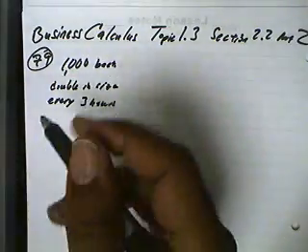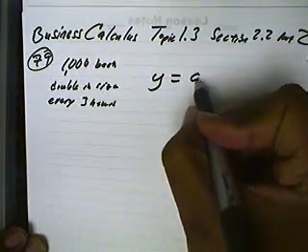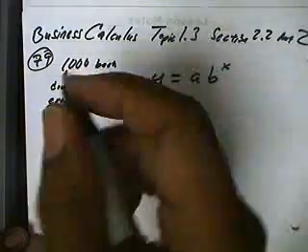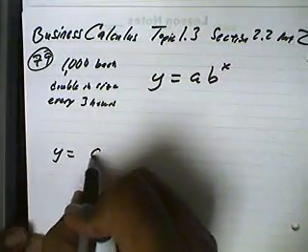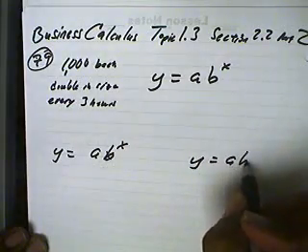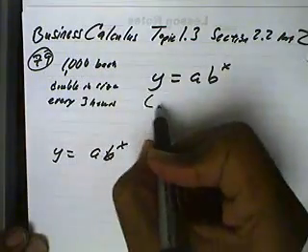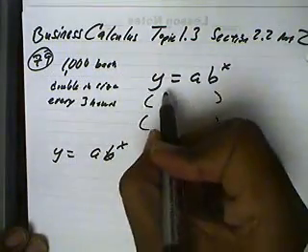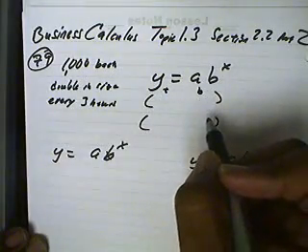Okay, well, we want to create an exponential model from this. Exponential models would be of this form: y equals a b to the x. Now we need points for this. The input will be time, whereas the output will be the actual bacteria.